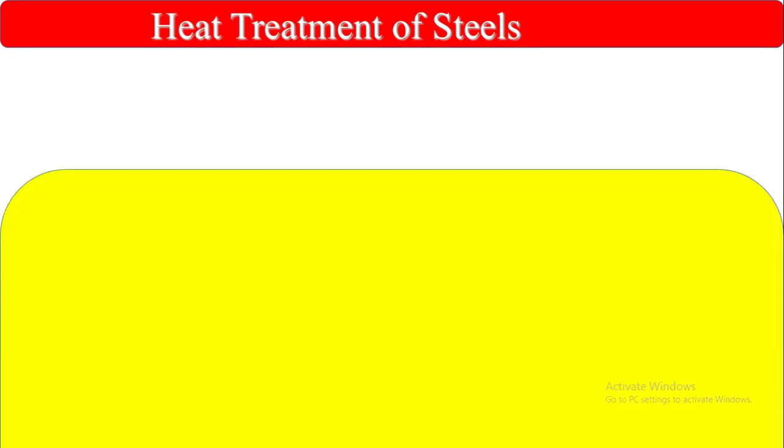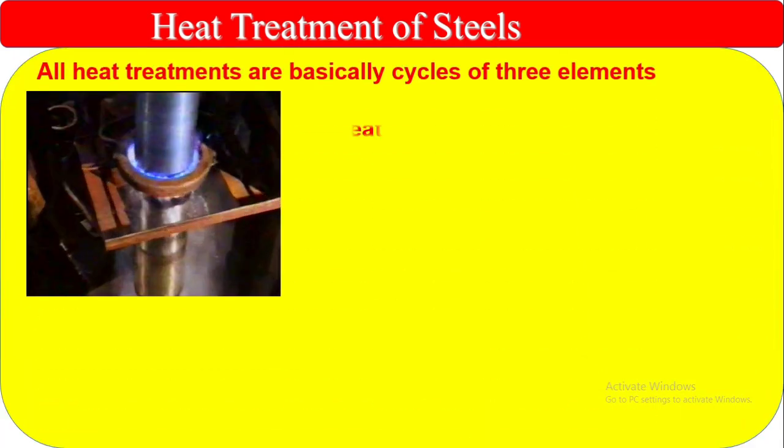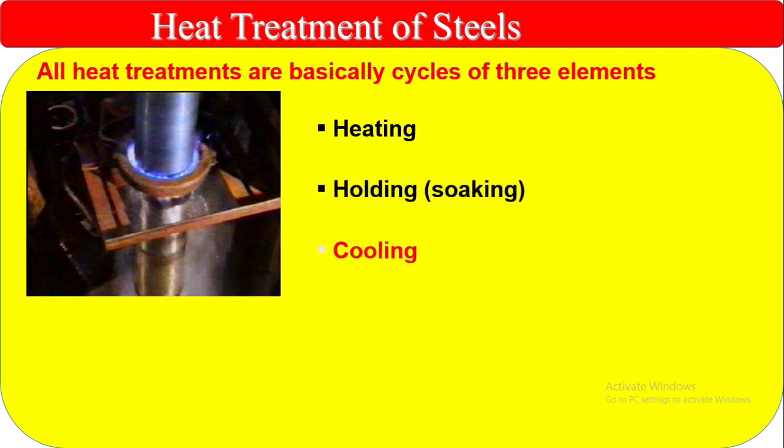First, you have to know the heat treatment of steels. All heat treatments are basically cycles of three elements. We should know these first. One is heating. We have to do heating first. Then you have to do holding at that temperature for the time mentioned, that is called the soaking time. And then you have to do cooling. So these are the three processes: heating, then holding, then cooling. Then you finish the heat treatment. So you should know these three elements.